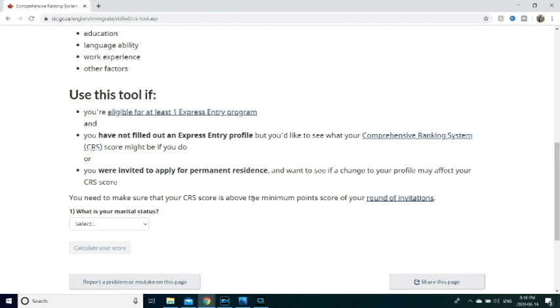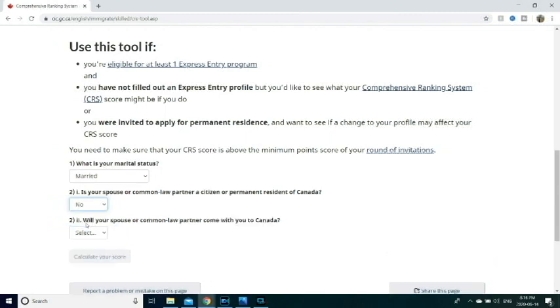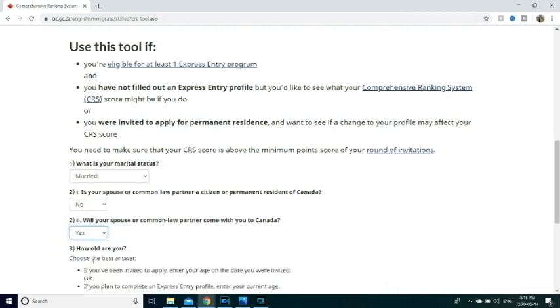Scenario number 1 is you are married, you are in India, and you have done your master's degree. Now you want to calculate your points. So say you are married. Now, is your spouse or common law partner a Canadian citizen or permanent resident of Canada? This is also one of the conditions to get the PR, but in our scenario your spouse doesn't have a PR of Canada or Canadian citizenship, so we will select no. Will your spouse or common law partner come with you? Of course, the partner will come with you.